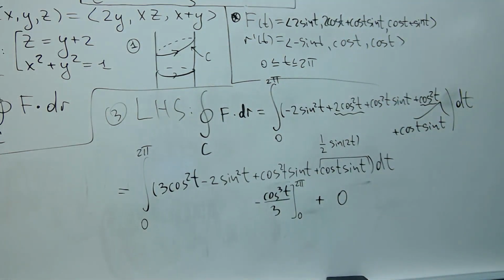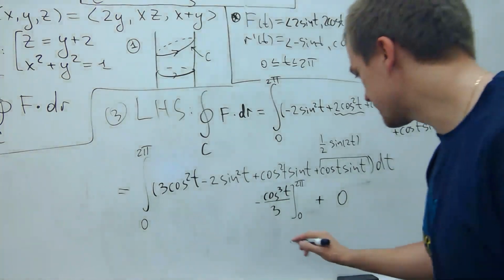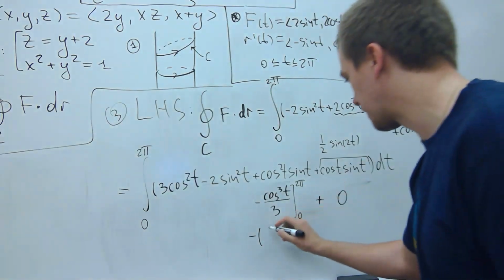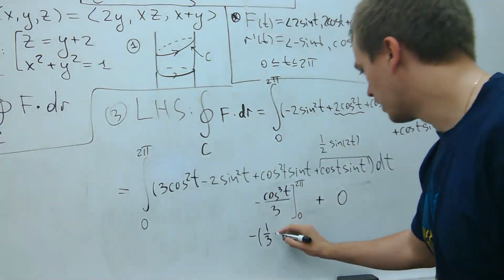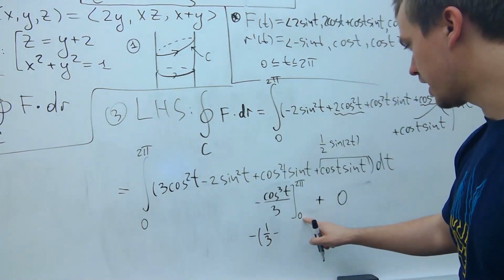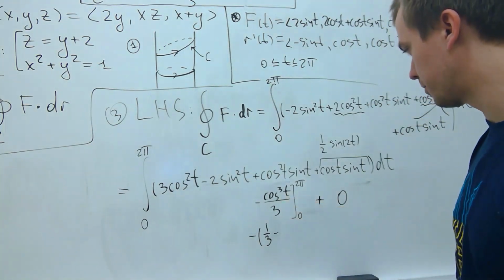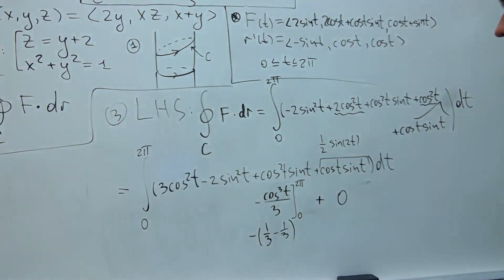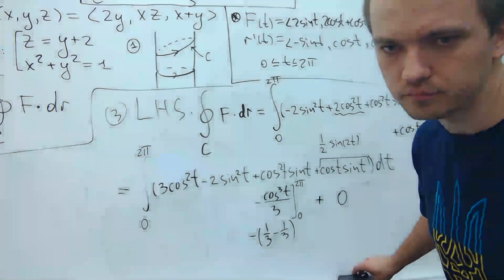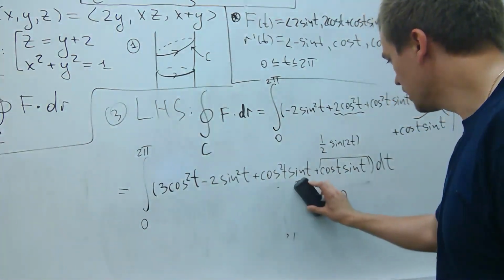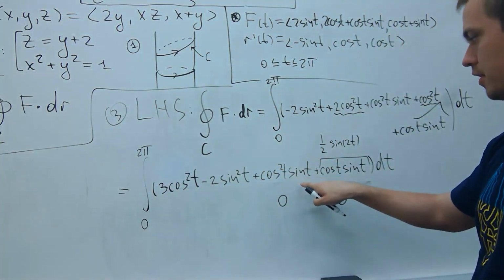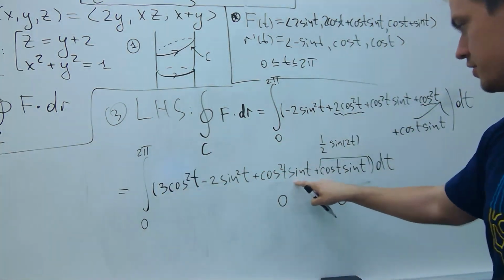So what I will get in this case: cosine of 2 pi equals 1, so we'll have 1/3 minus cosine at 0, which is also 1/3, so also 0. So this term is also 0. Cosine 2 pi is 1, and cosine at 0 is 1, so 1 minus 1 is 0. So you can see that even though this integral doesn't look nice, with relatively fast computation we found that these two terms are 0.